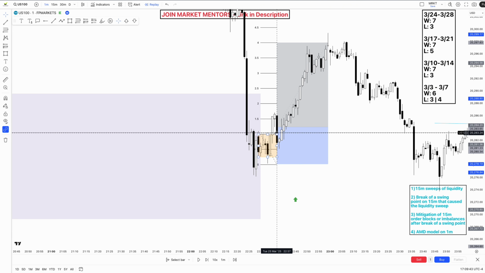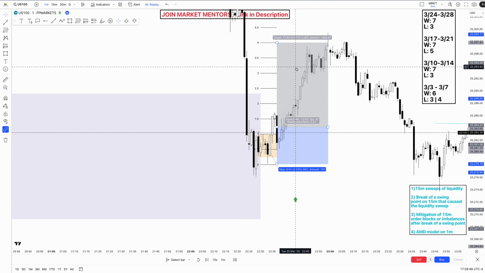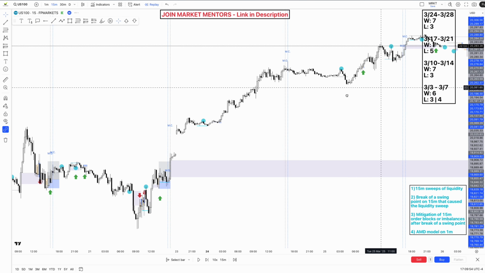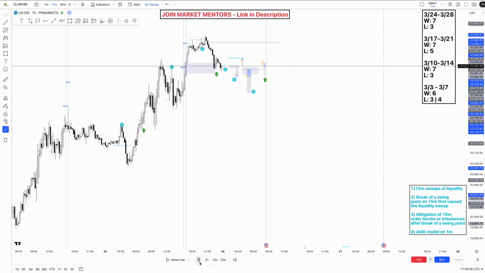Leaves some imbalance when it actually breaks, so up here. Then we enter in, and it hit take profit. So valid win there. So it would have been 2 of 2 on Tuesday, excuse me. And then Wednesday, going to the next day.